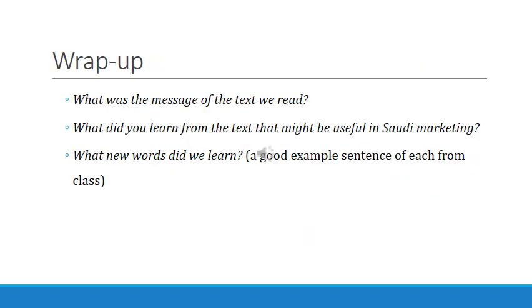At the end of class, I would have about 5 minutes to do a very quick review as a wrap-up. I would project these 3 questions on the whiteboard, making notes underneath as we discussed the answers as a class. What was the message of the text we read? What did you learn from the text that might be useful in Saudi marketing? What new words did we learn? And perhaps trying to elicit a good example sentence again for each word from the class. And again, these questions touch back on some of the learning objectives from the beginning of the lesson.